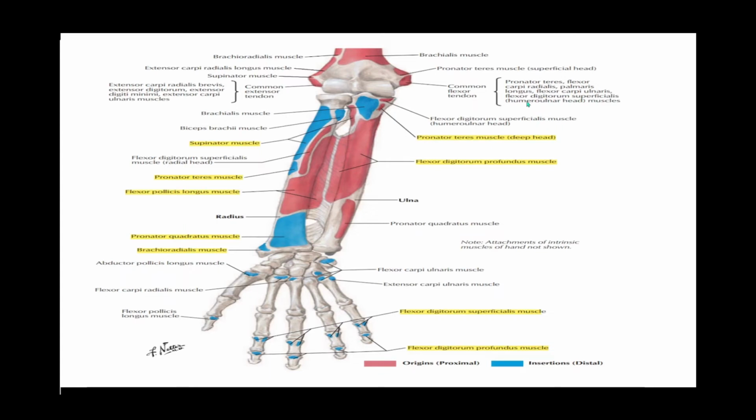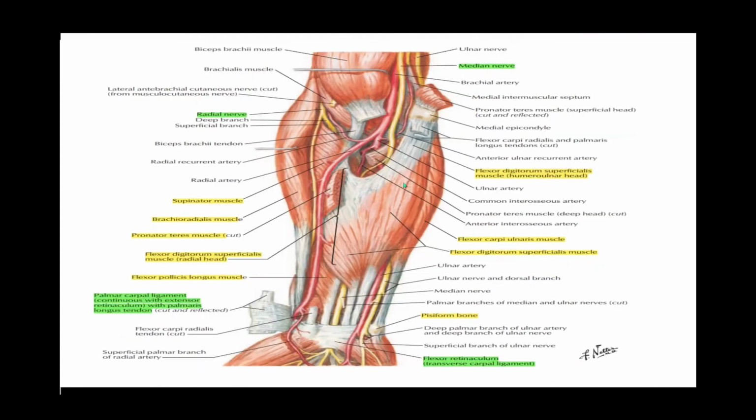Flexor digitorum superficialis, the humeral ulnar head comes from the flexor, and so there's also part of it from the humeral ulnar head. Of course, it makes sense. Humeral and ulnar, from the coronoid process of the ulna and the common flexor origin or common flexor tendon from the medial epicondyle of the humerus.